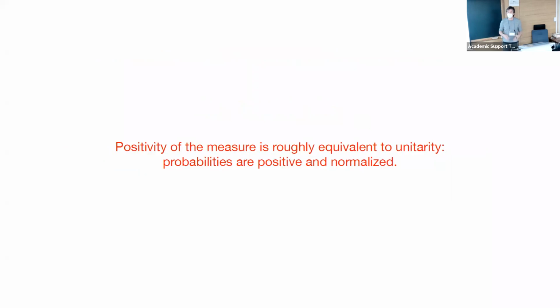Now, positivity of the measure is roughly equivalent to unitarity. So if you want to think, what does saying that the measure is positive mean? It means that probabilities are positive and normalized, so that mu cannot be negative and you cannot violate the probabilistic interpretation of quantum mechanics. So that's a version of unitarity.